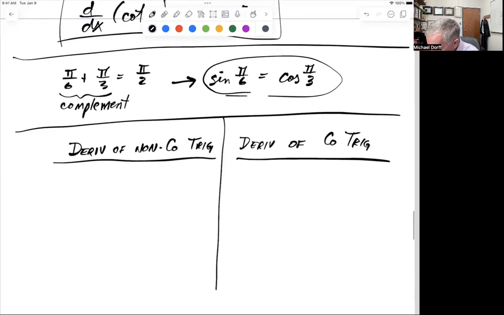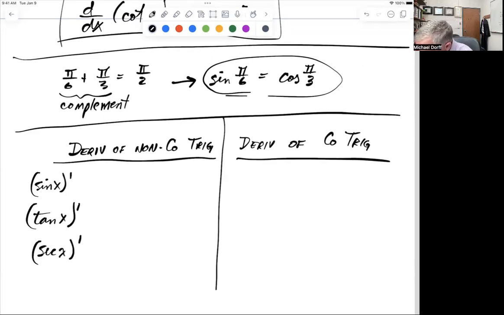Okay, so what are my non-co ones? I've got sine, tangent, and secant. None of these have co in front of it. But what are the equivalents? If I take the sine and put a co in front of it, I get cosine. If I take tangent and put a co in front of it, I get cotangent. And if I take secant and put a co in front of it, I get cosecant.